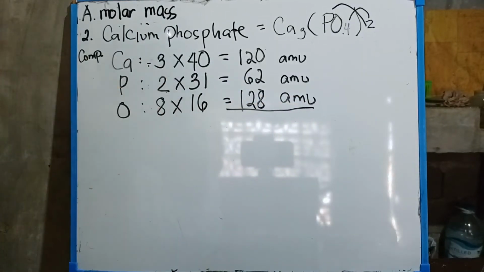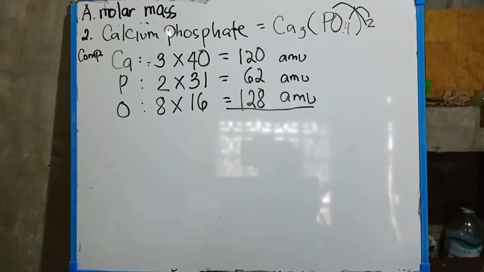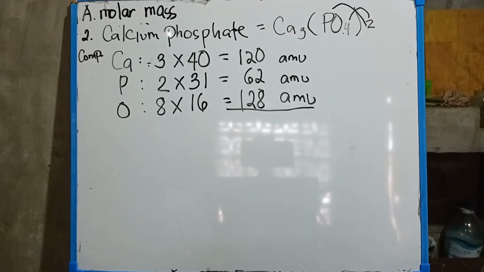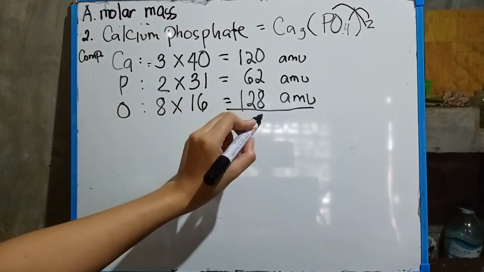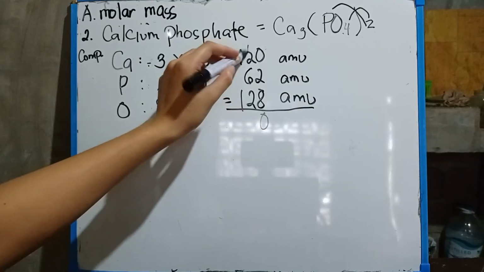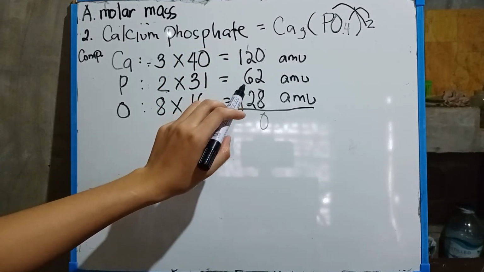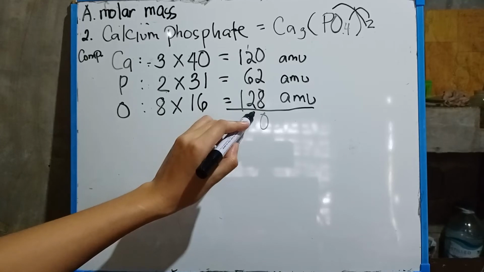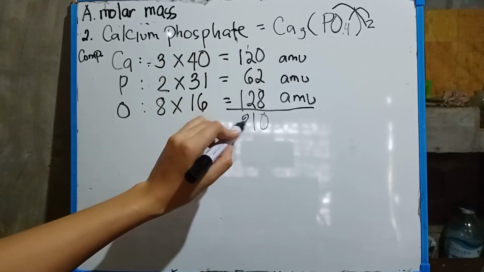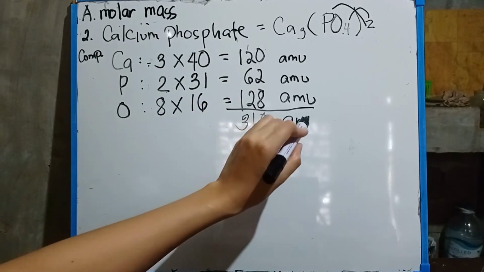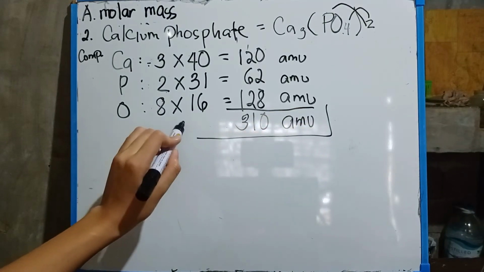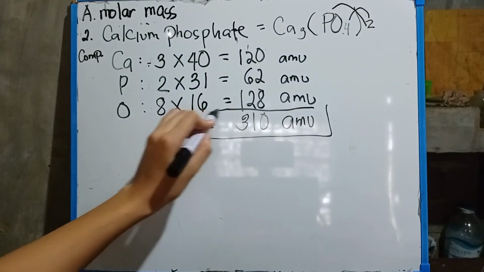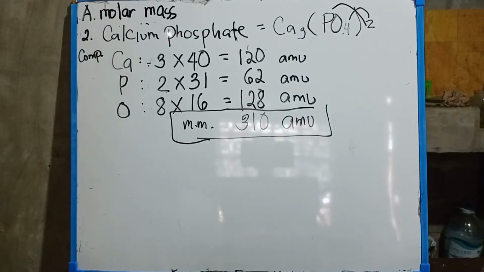So we will add the 3, the atomic mass of each element. So 2 plus 8, so it is 0. So carry 1, so 6, so 10 becomes 11. So carry 1, then comes 3. So our molar mass is 310 grams per mole. So that is the molar mass of calcium phosphate.